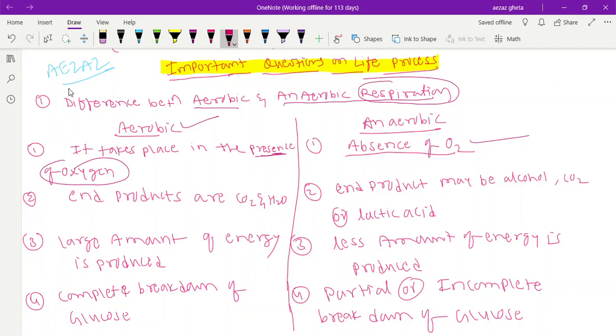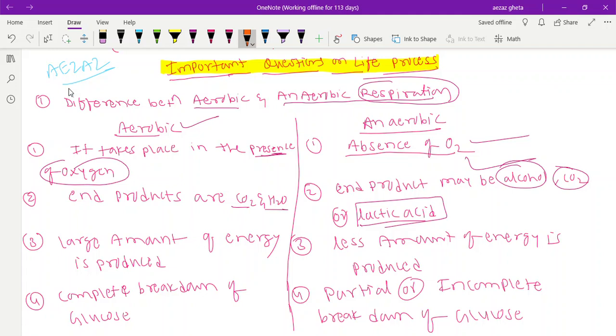The end products of aerobic respiration are carbon dioxide and water. But in case of anaerobic respiration, partial anaerobic is there, like lack of oxygen. When lack of oxygen is there, lactic acid will be produced. But if it is a complete absence of oxygen, then the end products are alcohol and carbon dioxide. Is it clear, everybody? Any doubts?